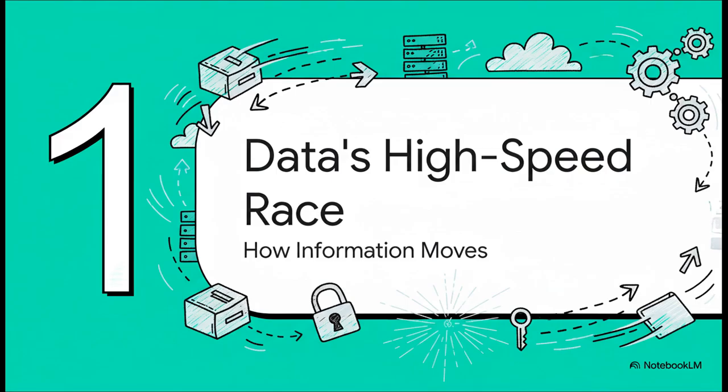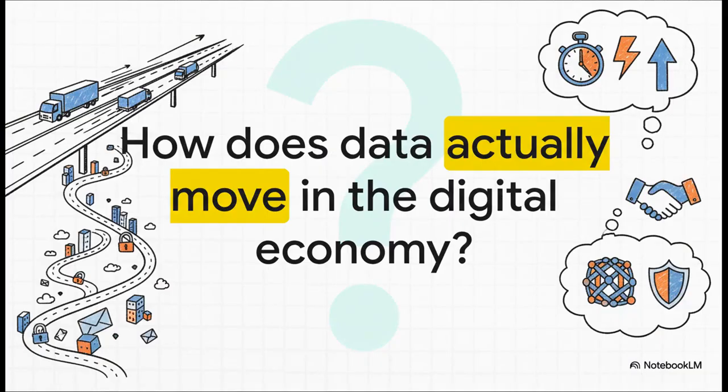Okay, so to really get a handle on the modern economy, you've got to understand how information actually moves. And it all boils down to one fundamental question. So, how does data actually move around in our digital world? Well, it's not like there's just one single highway, right? It's way more complex. Turns out there are two totally different philosophies for sending a message from point A to point B, and each one has its own major pros and cons.